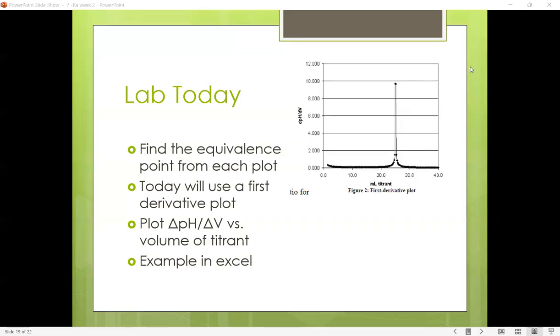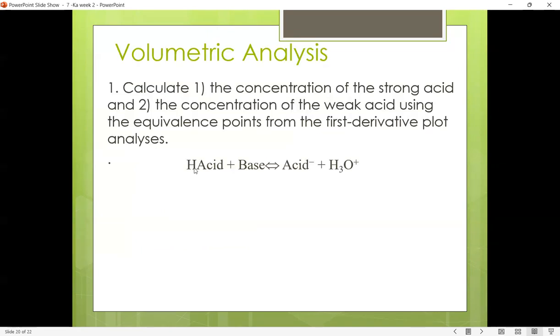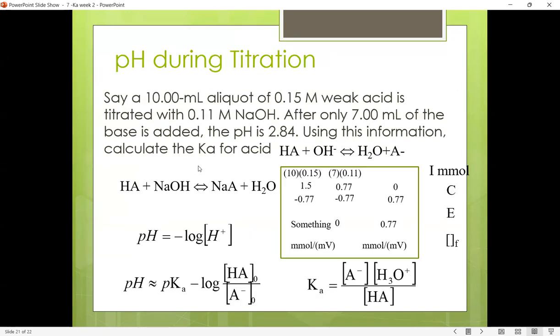So now you have your volumes. We talked about how you find the concentrations and do those calculations. And now what you want to do is find the Ka, all right? So how do we do this? Well, there's two ways we can do it. One is that we can look at Ka as our basis, or we can use the Henderson-Hasselbalch.